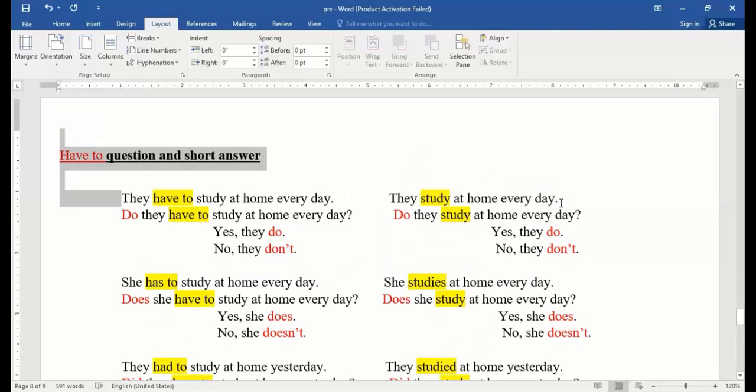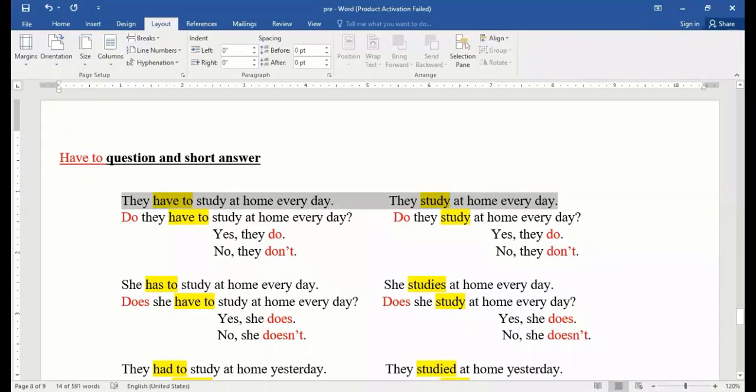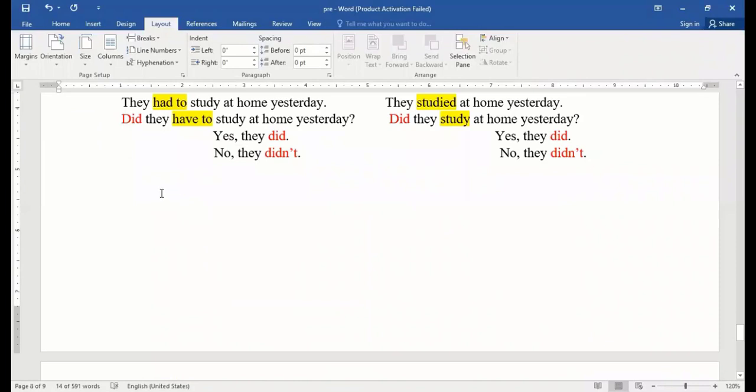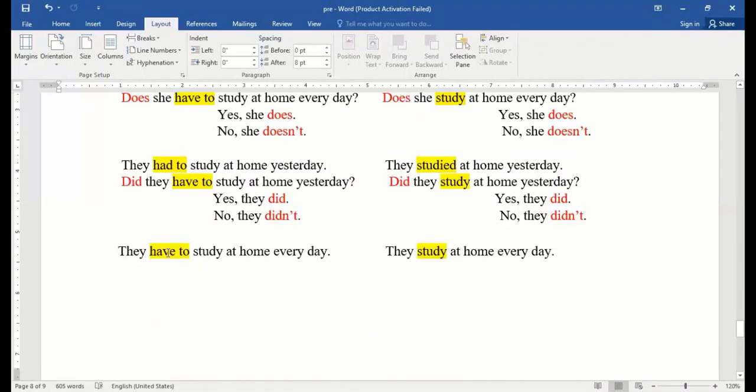Let's take the first sentence here and write it again below. They have to study at home every day, or they study at home every day. If I want to ask about the place, what am I going to start with? We ask about the place, so we need a question word. What's the question word? Where.